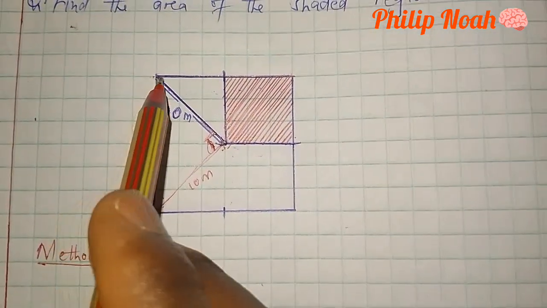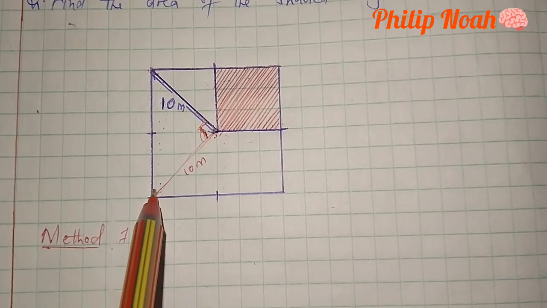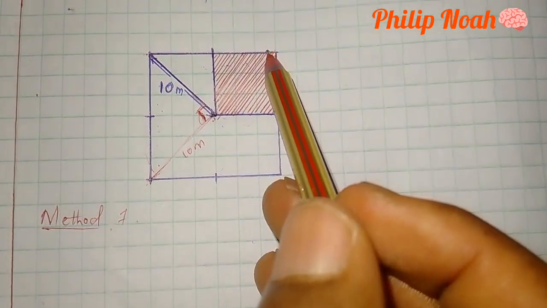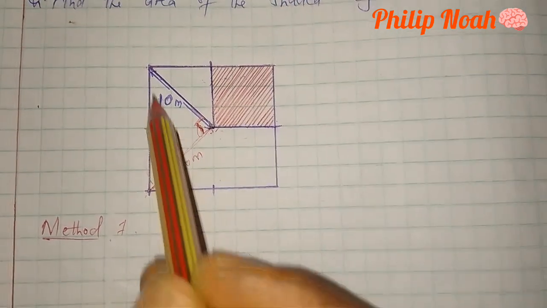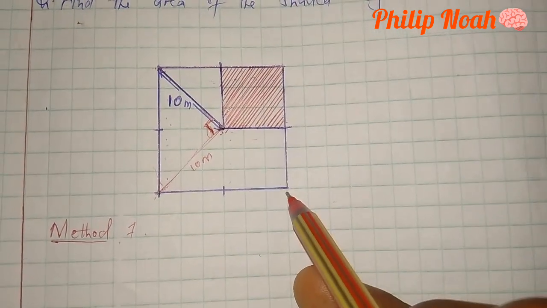So we want to obtain this length. If we want to obtain this length first, remember, from this point to this point is equal to this, from this point to the other point. So if we get this length, it's like we have gotten this length, seeing they are equal.